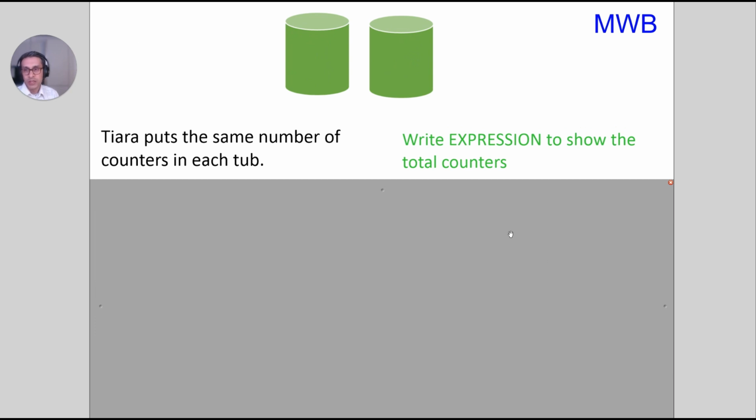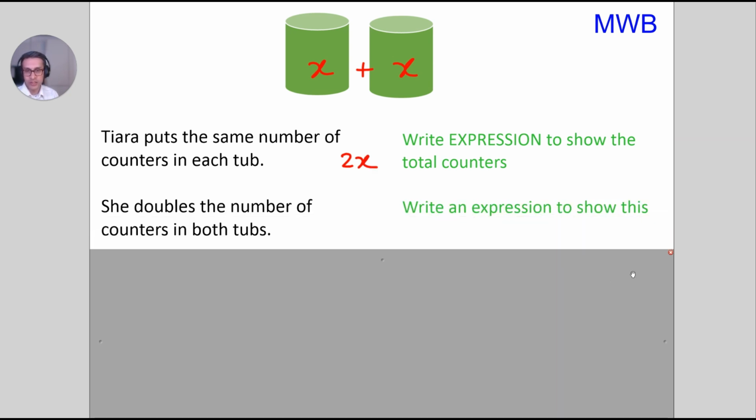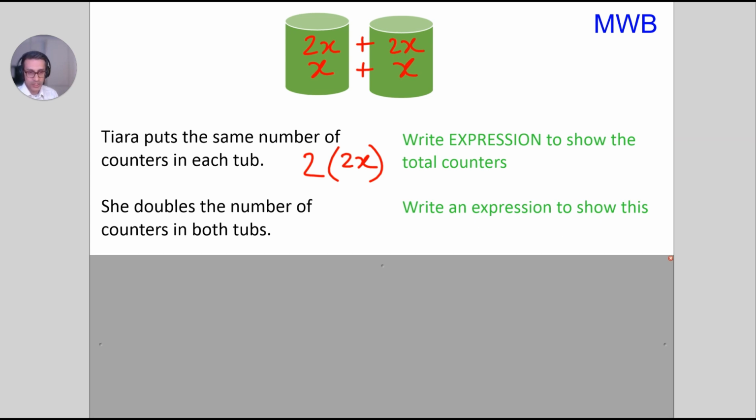Okay, next example. Tiara puts the same number of counters in each tub. Write an expression to show this. Well, in this case, we're just going to call this x and x. So the expression would be x plus x, which is just 2x. She doubles the number of counters in both tubs. So now we're going to put this in brackets and put a 2 on the outside. Or we can just say this is 2x plus 2x. So the expression would be 2x plus 2x. We know that's just going to simplify to 4x.